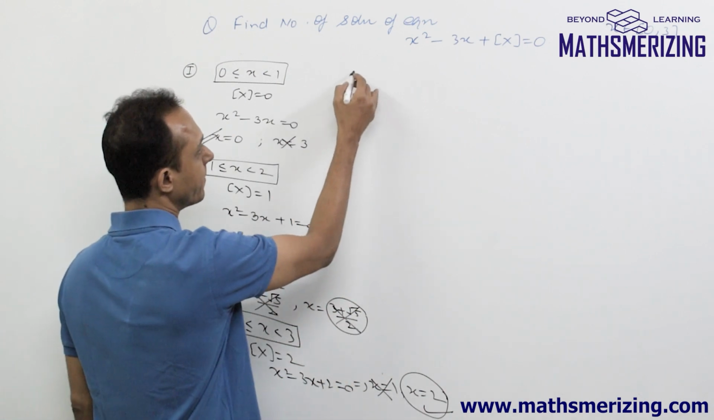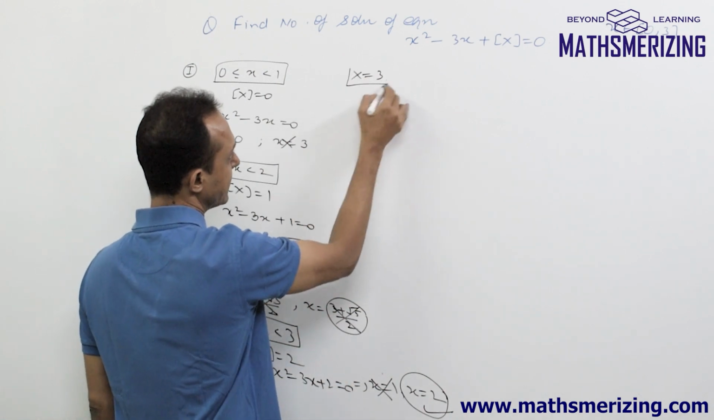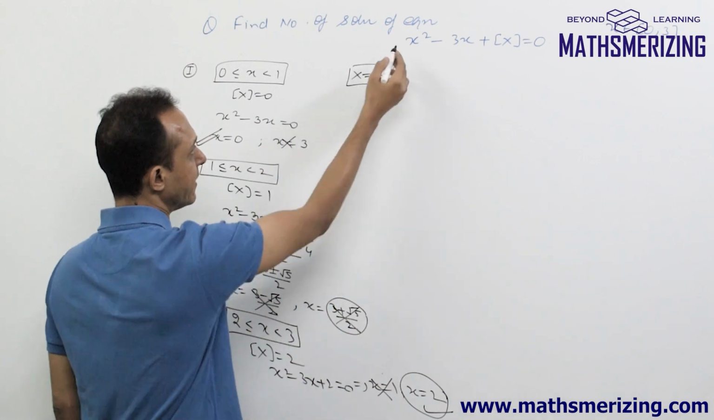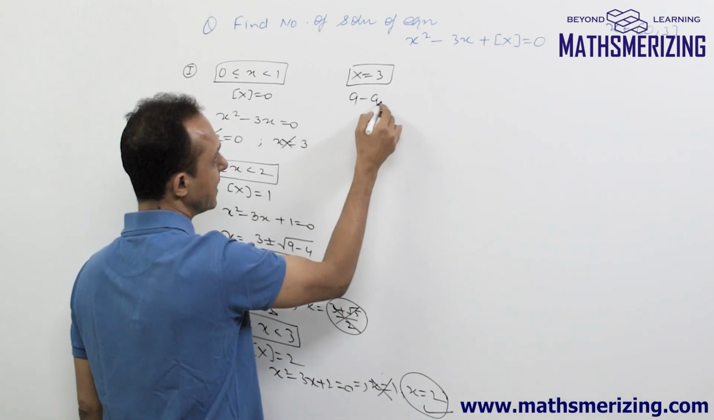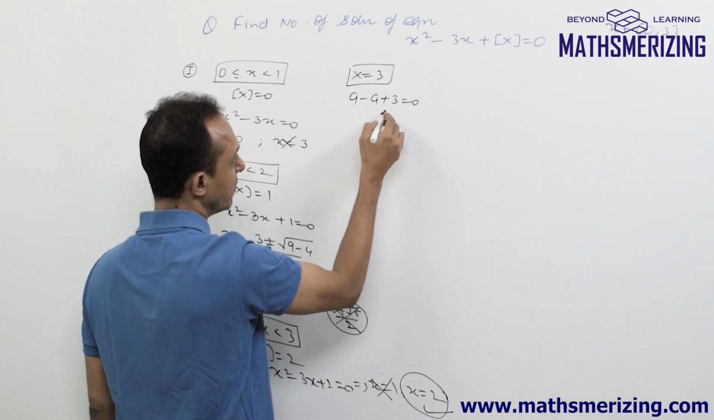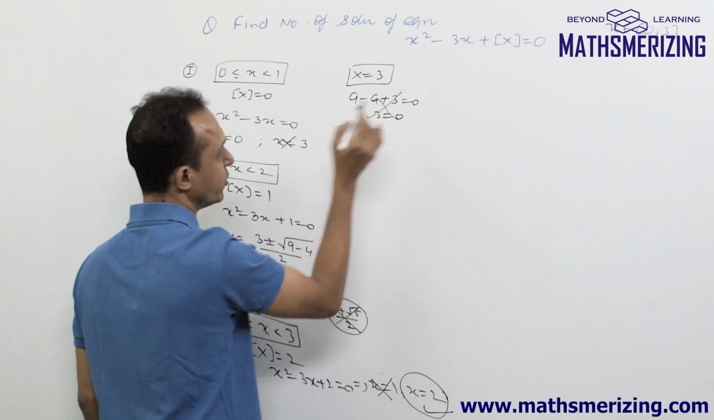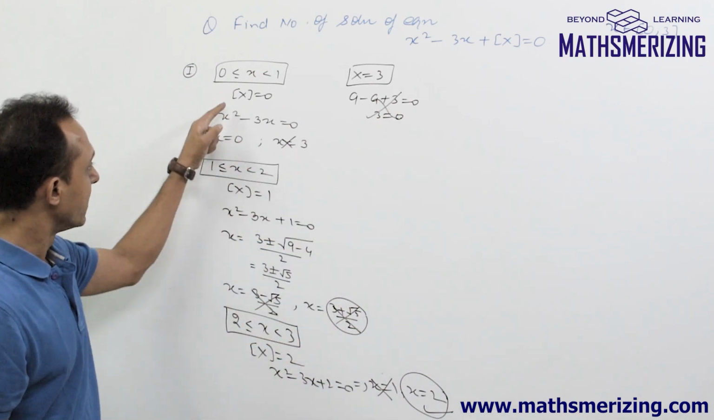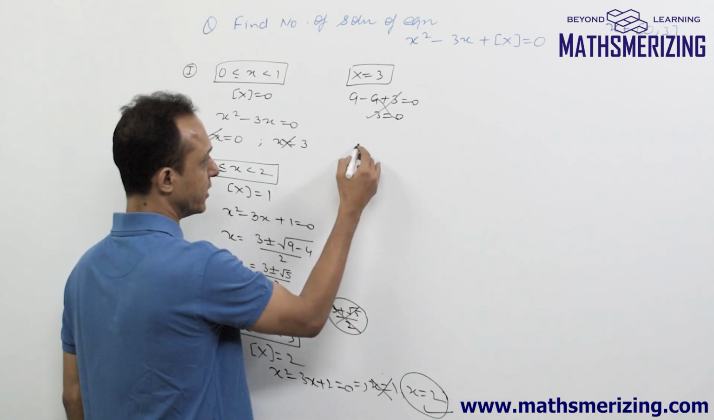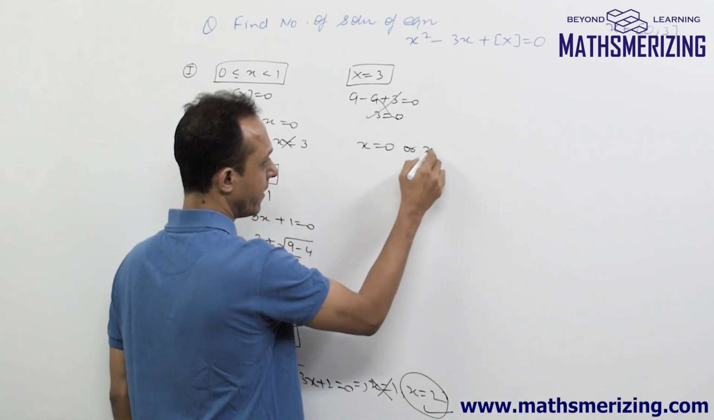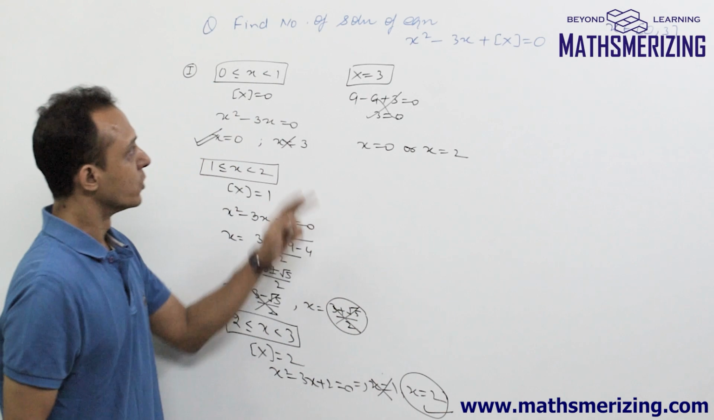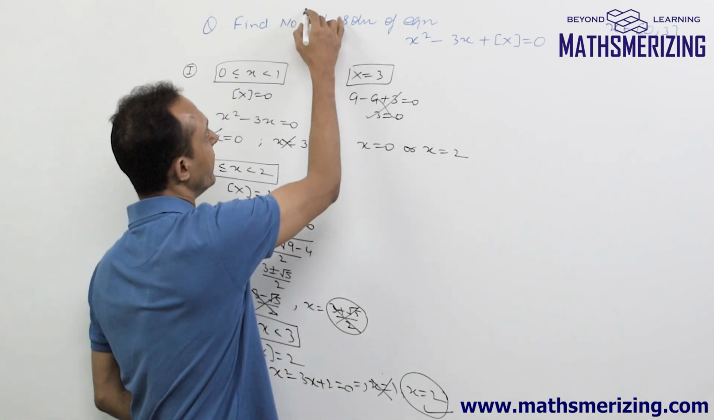And finally, when the value of x is 3, if I put it in, I'll get 9 minus 9 plus 3 equal to 0, which is 3 equal to 0, which is not true. So the only solutions possible in this case are either the value of x is 0 or the value of x is 2. So there are two solutions possible in this case.